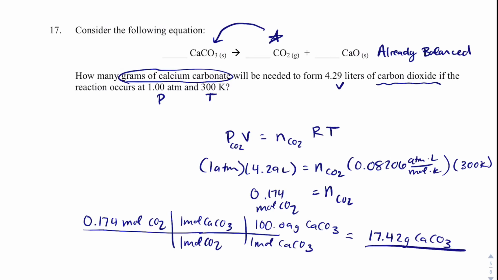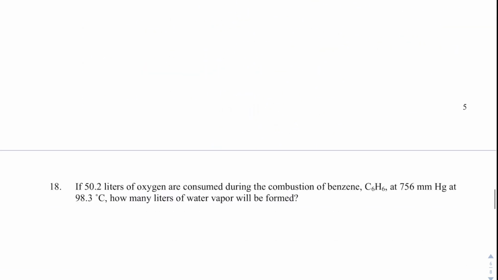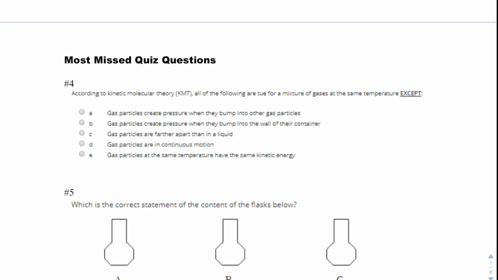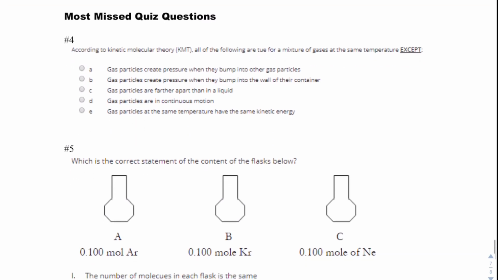Okay, so those questions that I just went over tend to be the ones that I see people have hiccups on. Overall, people generally do pretty well on this test. I'm going to go over the most missed quiz questions right now. So the first one was number 4, and it says, according to kinetic molecular theory, which can be abbreviated KMT, all the following are true for a mixture of gases at the same temperature except.